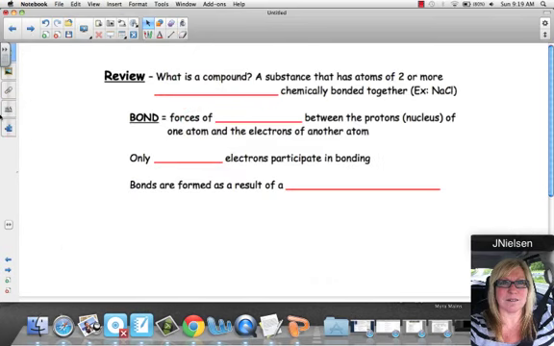So let's do a little review. From a couple of units ago, we learned what a compound was. A compound is a substance that has atoms of two or more different elements chemically bonded.